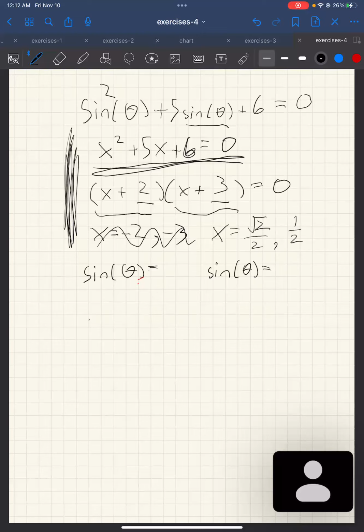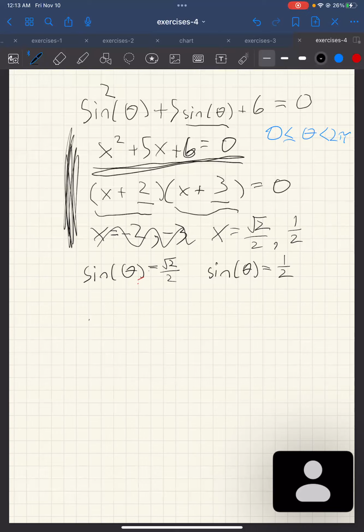So now if we somehow got that x was root 2 over 2 and x is 1/2, then we are solving, sorry, sine is root 2 over 2 and sine is 1/2. We do both of these. And now I didn't specify yet, but let's find solutions for when theta is between 0 and 2 pi.